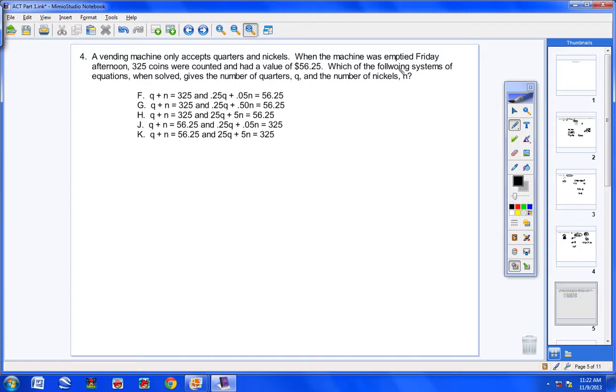Which of the following, there's our first typing mistake right there. Woohoo! Which of the following systems of equations, when solved, gives the number of quarters Q and number of nickels N? Now, very quickly, first of all, this is a simple Algebra 1, Algebra 2 word problem.